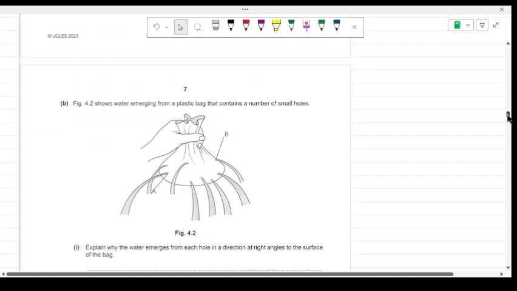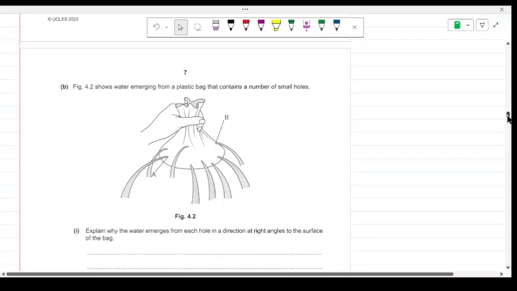Figure 4.2 shows water emerging from a plastic bag that contained a number of small holes. Explain why the water emerged from each hole in a direction at a right angle to the surface of the bag. According to Pascal's law, the pressure is transmitted equally in all directions. So the force from the water is at a right angle to the surface, and the water emerges from each hole in the same direction.